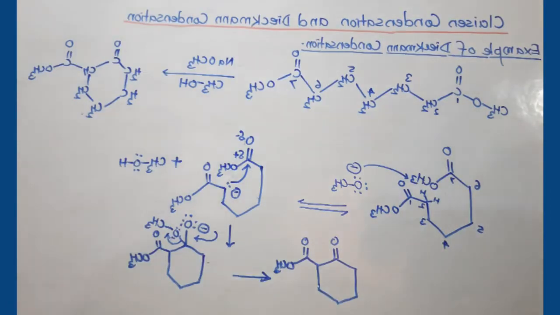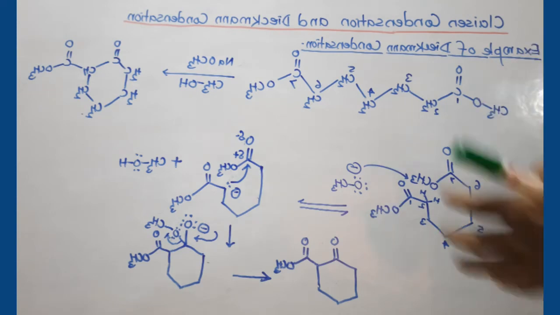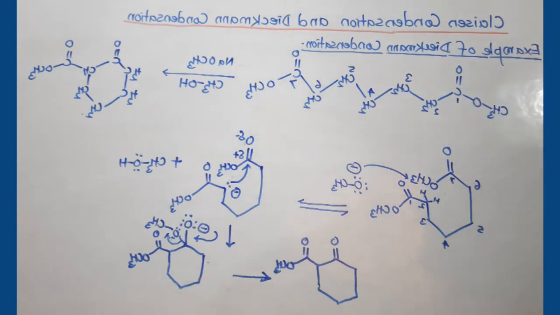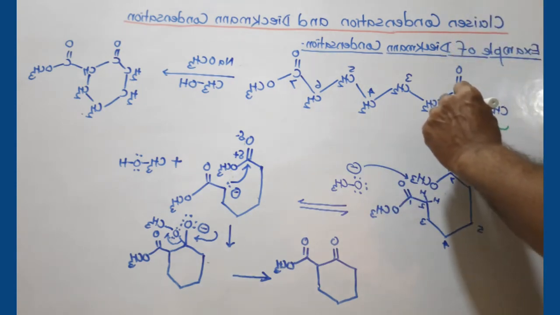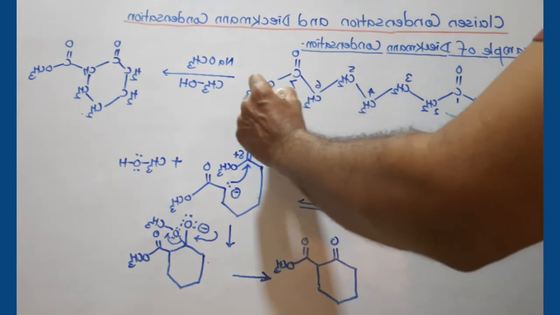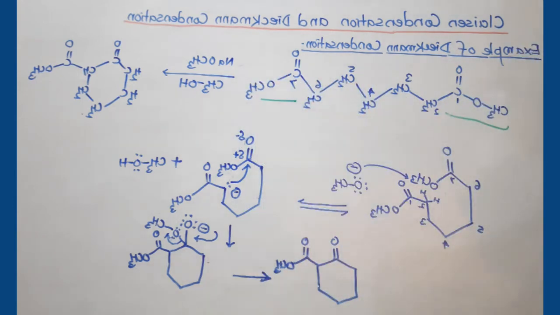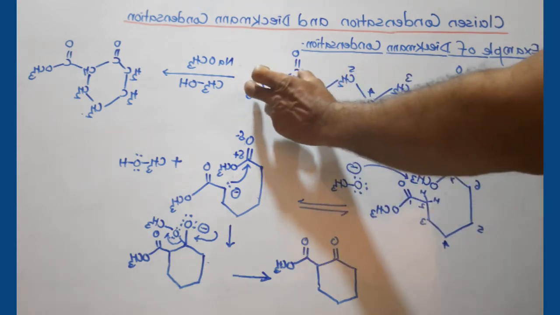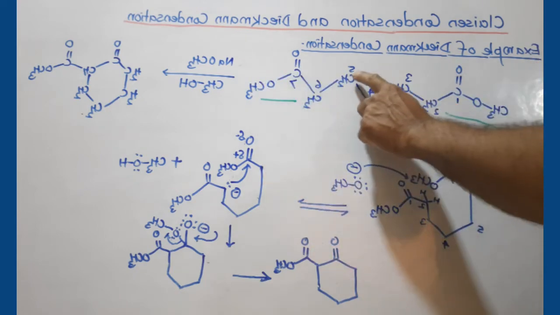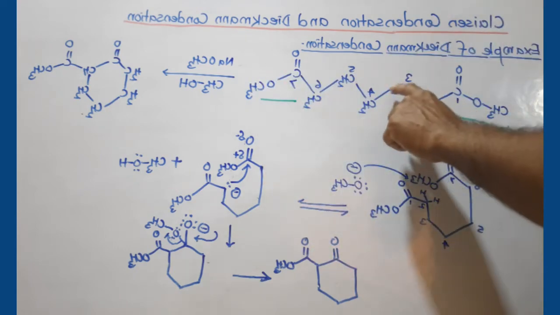Now discuss Dieckmann condensation, which is actually a Claisen condensation, but the Claisen condensation taking place within a molecule. If there are two ester groups, if you observe this molecule which I have taken here, there are two ester groups. First is here and second one is here. So two ester groups are present in the molecule. In between, how many carbons? The two ester groups are separated by 1, 2, 3, 4, 5 carbons. So these are 5 carbons.